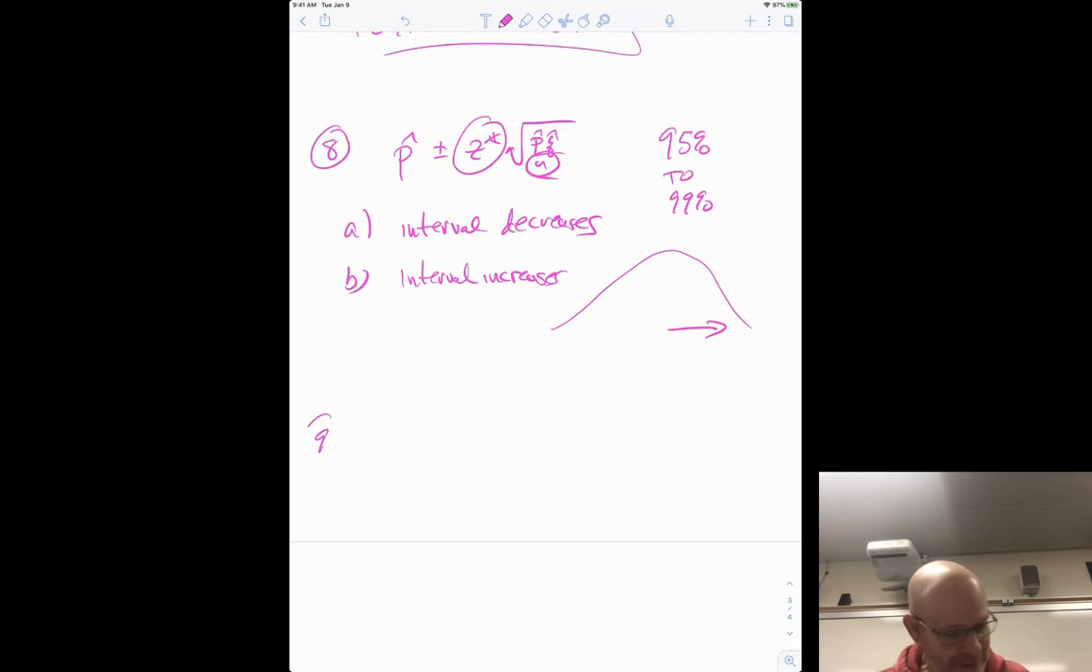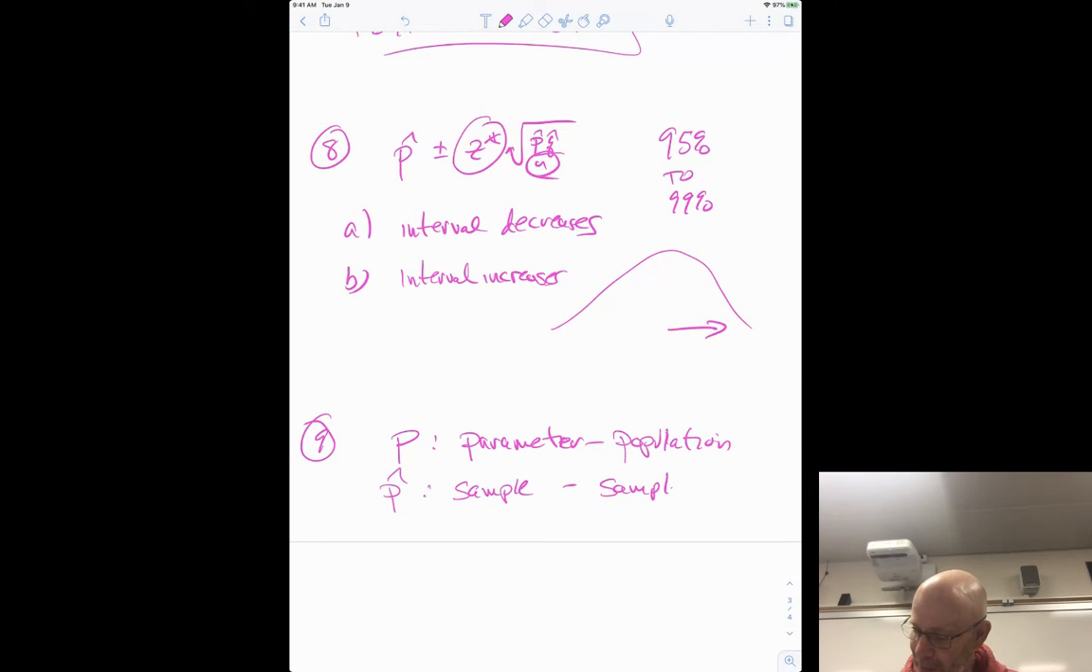That was 8. Number 9, explain the difference between P and P hat, which is the parameter, which one's always in the confidence interval. So we didn't use this word yet. P is called a parameter. It goes with the population. P hat is a sample. It goes with a sample, right? It's also called a statistic sometimes.